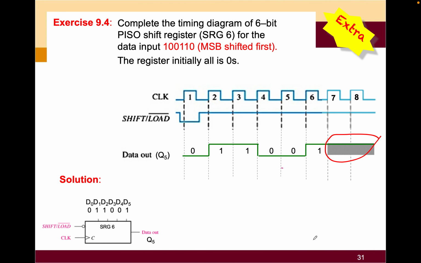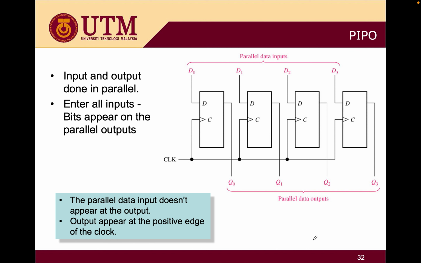Now we move to another one, which is PIPO. How about PIPO? PIPO is parallel in and parallel out. It means that you're going to be given all the data input simultaneously, and simultaneously you get the data output. So you can see here, parallel data input doesn't appear at the output immediately. Output appears at the positive edge of the clock, depending on your clock, right? Input and output are done in parallel; enter all inputs, and bits appear on the parallel output.